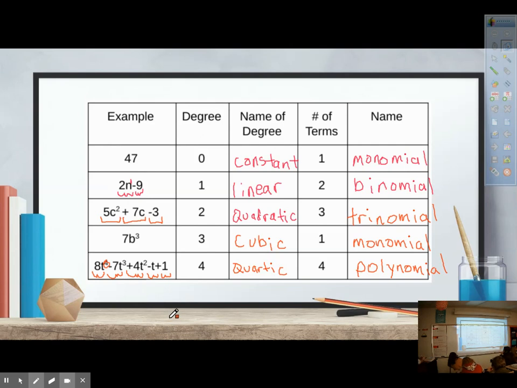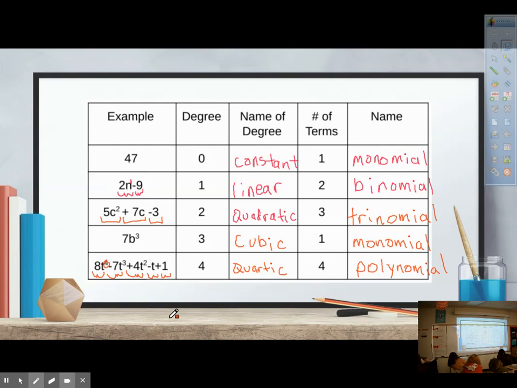All right, what questions do you have for me so far? Yes. Why don't we add up the degrees? Like on the bottom it has 4, 3, 2. Mm-hmm. Why don't we add them up? Because in order to combine like terms, they have to be like terms, and like terms have to have the same variable as well as the same exponent.